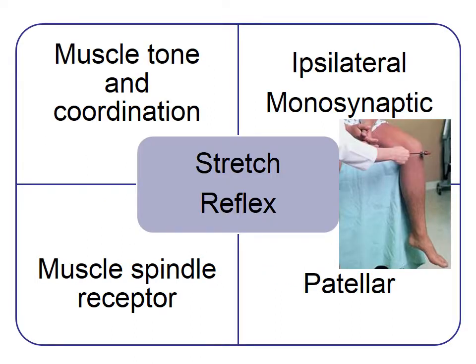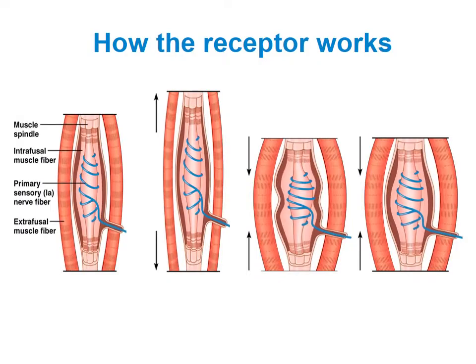Stretch reflexes are ipsilateral and monosynaptic. These protect a muscle from being overstretched. The receptor is a muscle spindle receptor. When the muscle is stretched, the reflex is activated and the muscle responds by contracting to relieve the stretch. The patellar reflex is a stretch reflex. Just a diagram of how the receptor works when stretched.